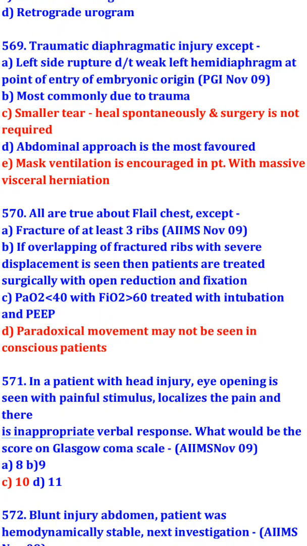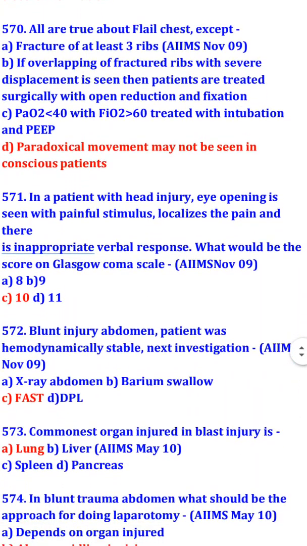If overlapping of fractured ribs with severe displacement is seen, then patients are treated surgically with open reduction and fixation. PaO2 is less than 40 with FiO2 more than 60, treated with intubation and PEEP. In a patient with head injury, eye opening is seen with painful stimulus, localizes the pain, and there is inappropriate verbal response. What would be the score on Glasgow Coma Scale?